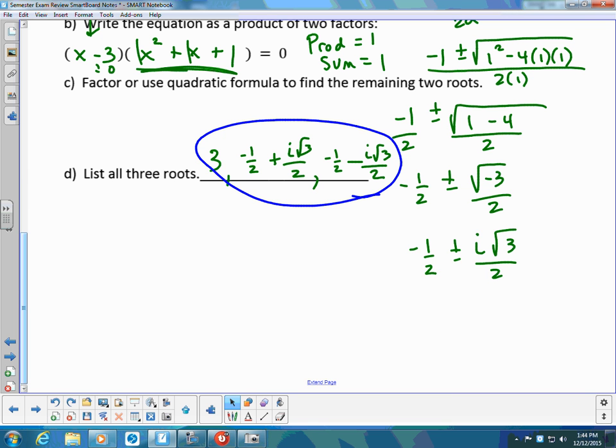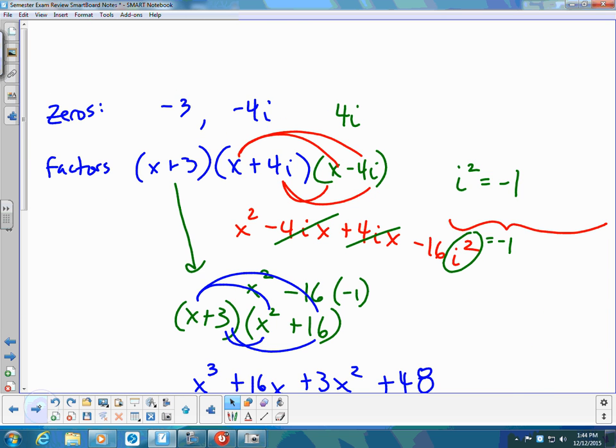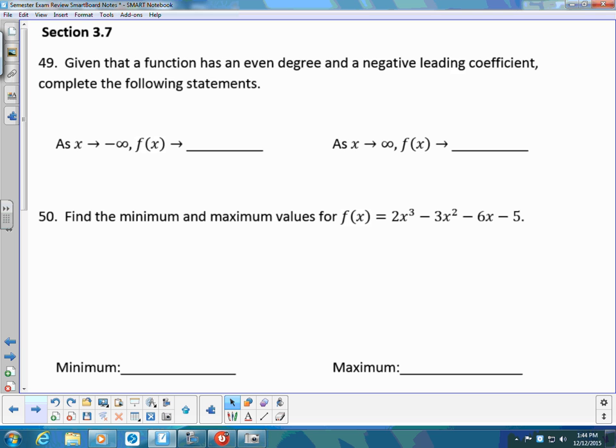All right, let's take a look at number 49. This is section 3.7. Given that a function has an even degree and a negative leading coefficient, complete the following statements. As x approaches negative infinity, f of x approaches what? Well, as x approaches negative infinity means how does the graph start? Does it start high or does it start low? Well, if it's an even degree, it starts and ends in the same place.